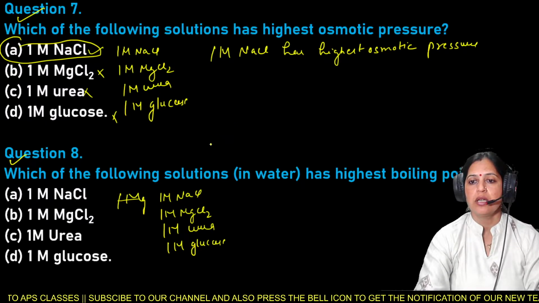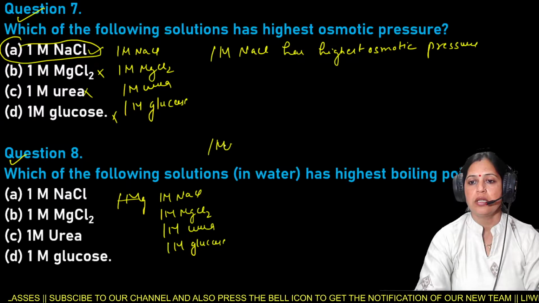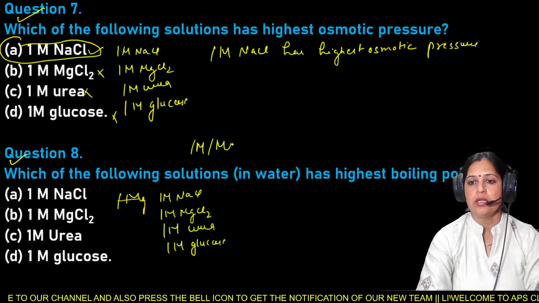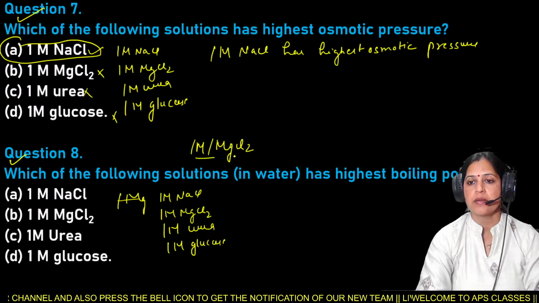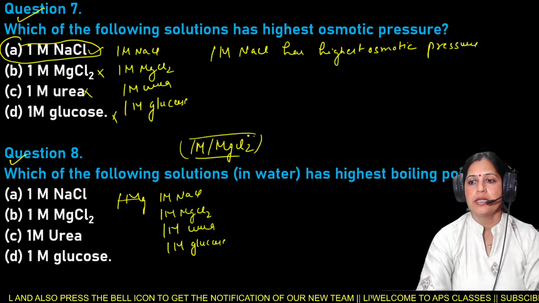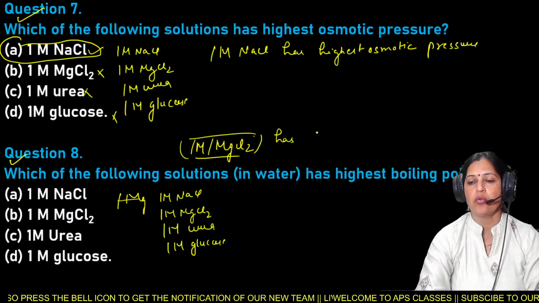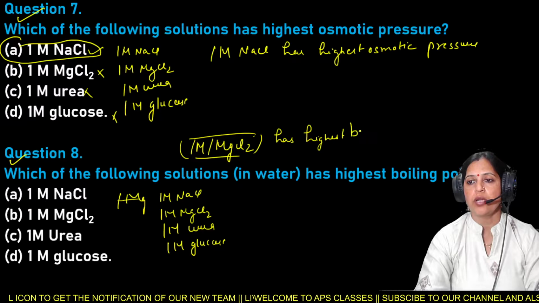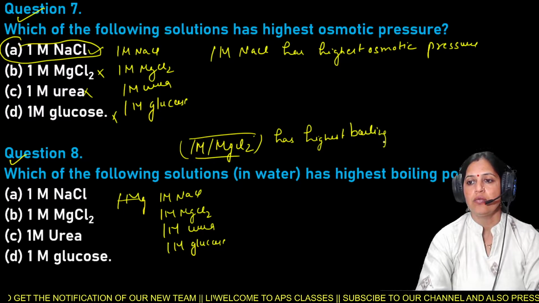So here 1 mole magnesium chloride has the highest boiling point in water.